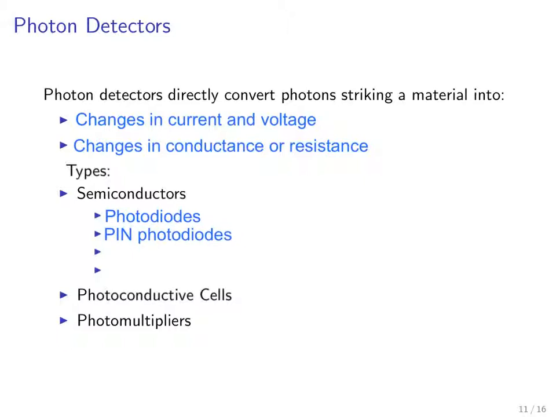PN junctions. And transistors, where you can essentially expose the gate of the transistor to incoming photons. And again, it's the photodiodes that we're going to talk about in detail on the subsequent slides. Other types are photoconductive cells, like solar cells, and photomultipliers.